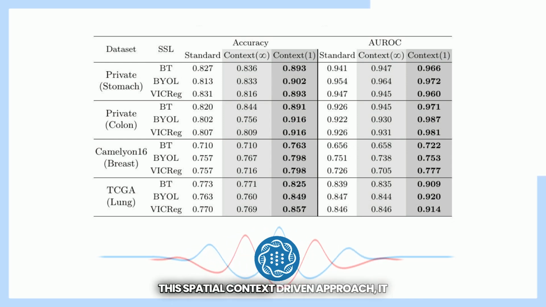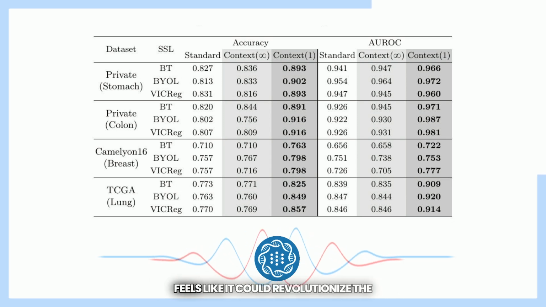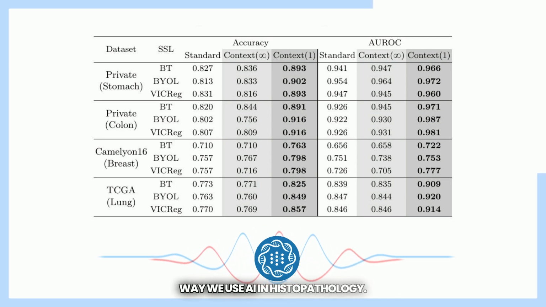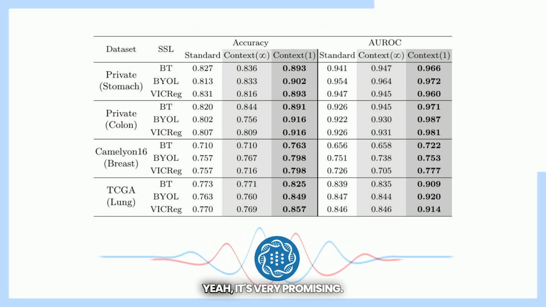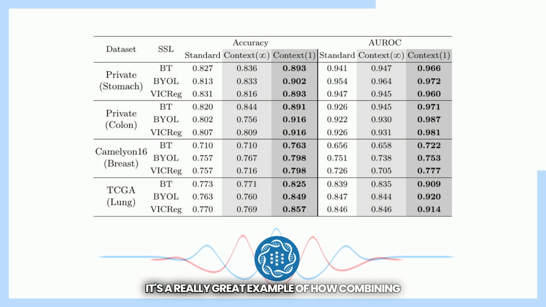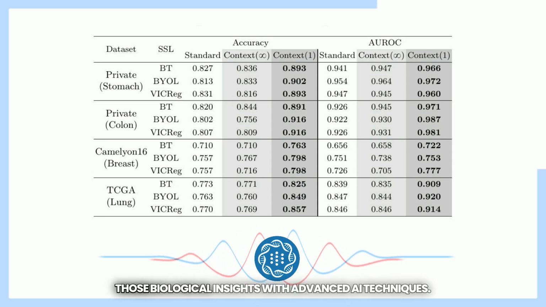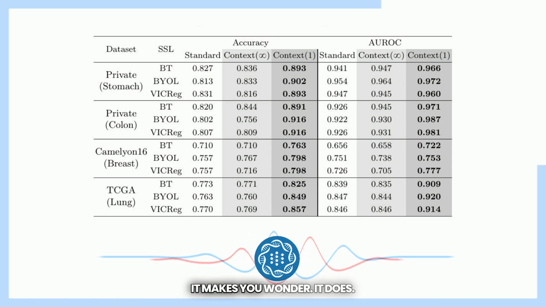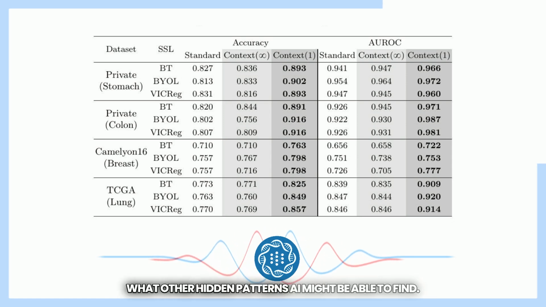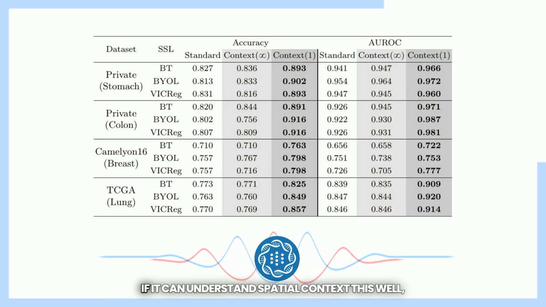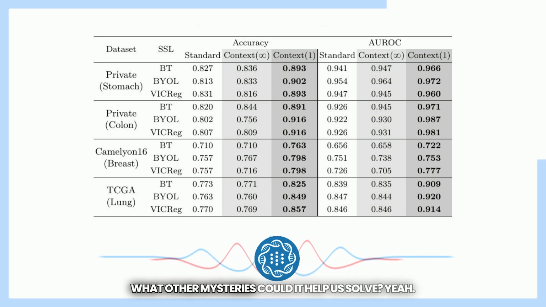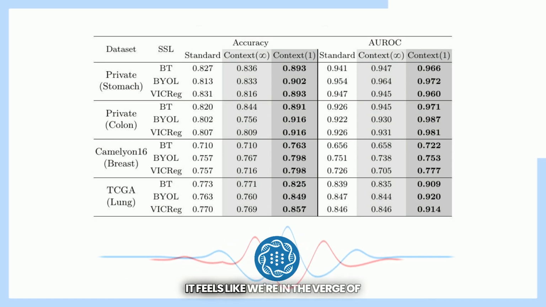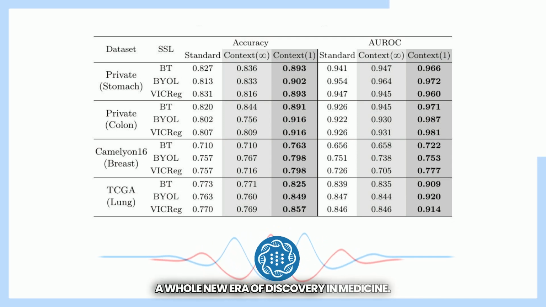This spatial context-driven approach feels like it could revolutionize the way we use AI in histopathology. Yeah, it's very promising. It's a really great example of how combining biological insights with advanced AI techniques can lead to some really exciting breakthroughs. It makes you wonder what other hidden patterns AI might be able to find. If it can understand spatial context this well, what other mysteries could it help us solve? It feels like we're on the verge of a whole new era of discovery in medicine.